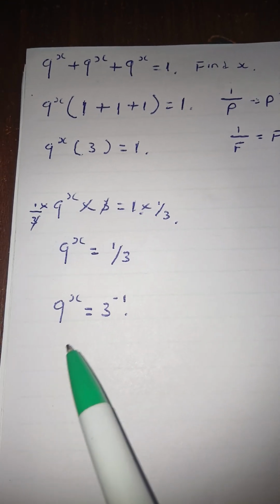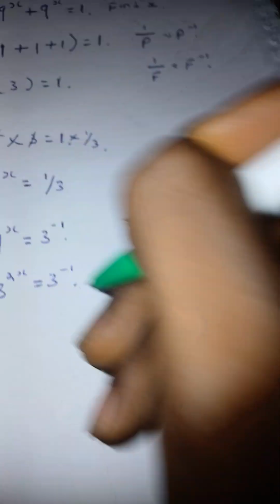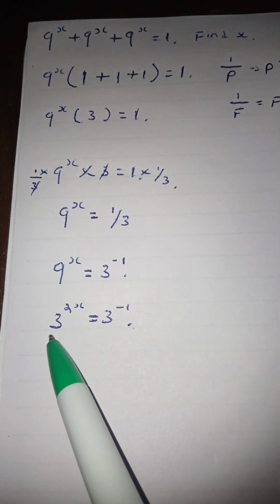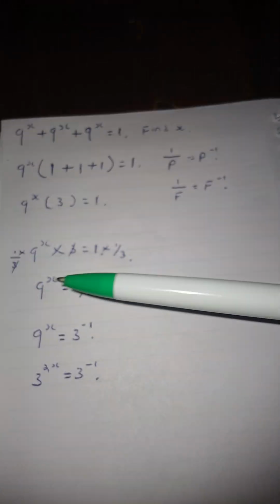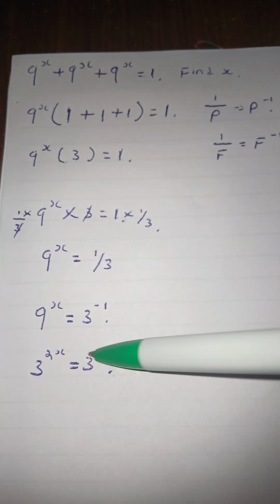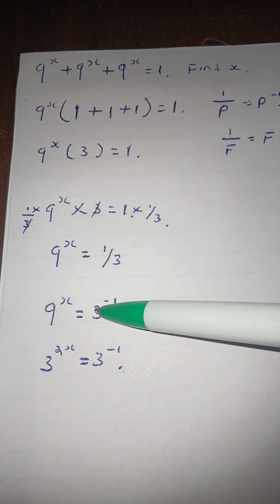So moving further, what did I notice here? This 9, you can also rewrite as 3 to the power of 2. But don't forget there's an x here, so 3 to the power of 2x equals 3 to the power of minus 1. Now what do you notice? They have the same base. Hence, you equate their powers. Since they have the same base, I can equate the powers.